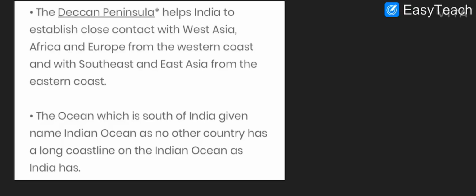The ocean which is to the south of India is given the name Indian Ocean, as no other country has as long a coastline on the Indian Ocean as India has.